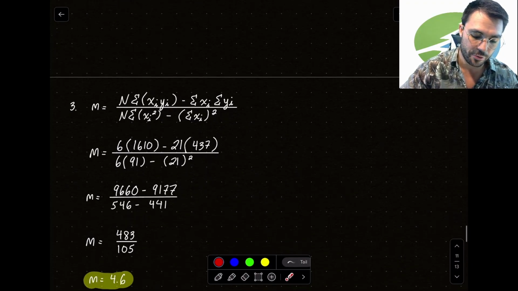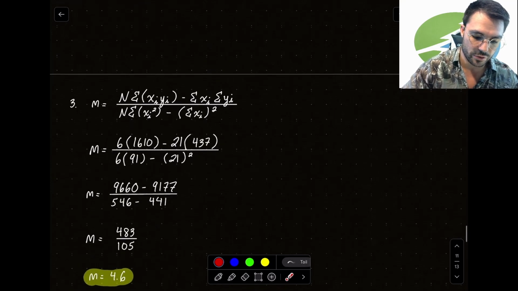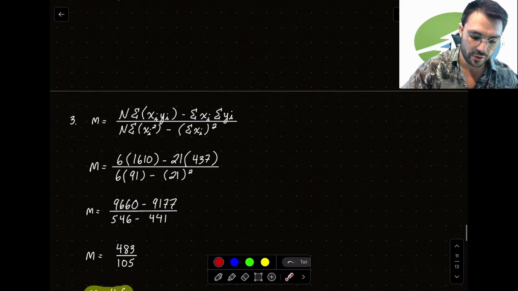All right. Step 3, find our slope. So there's 6 elements, n equals 6. We found that summation of x sub i times y sub i equals 1,610 minus summation of x sub i, 21, times summation of y sub i, 437. All this divided by, again, n equals 6, summation of x sub i squared is 91, minus the summation of x sub i, that value squared, x sub i is 21, and we square that.